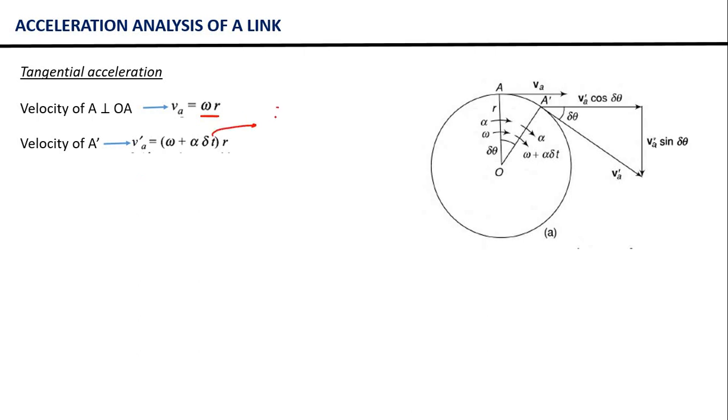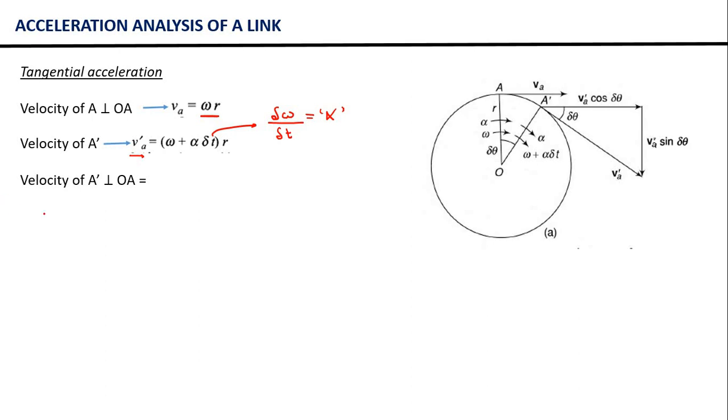This is basically the change in velocity during the time delta t. So delta omega divided by delta t is simply equal to alpha. So we can write the velocity of A prime at time t plus delta t, that is VA prime, equal to omega plus alpha delta t multiplied by r.